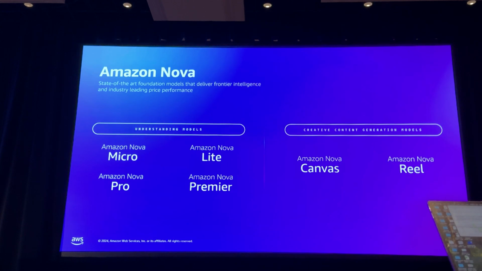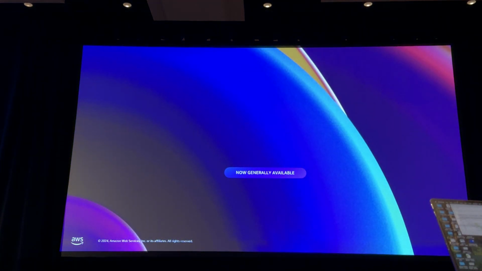The second category of models is creative content generation models, which we're going to talk about today. Those include Amazon Nova Canvas for image generation, so text-to-image generation and image-to-image editing use cases for marketing, advertising, e-commerce, publishing, and entertainment. And then Amazon Nova Reel, which is a video generation model that generates compelling short clips for marketing, advertising, and entertainment use cases. Go to the next slide.